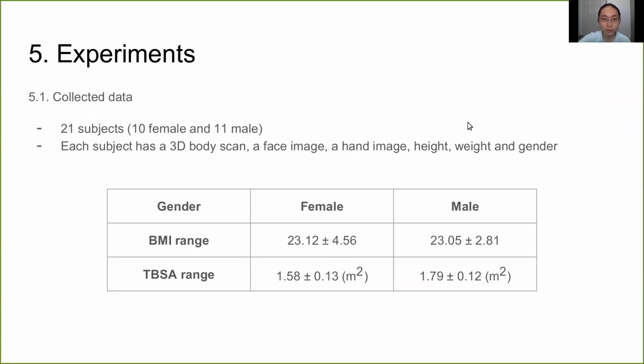For each subject, we collected the photographs and information as I described previously. The body mass index, BMI, and TBSA range of female and male subjects are in this table. As we can see, both genders have mean BMI around 23, with female BMI varying more than male BMI. Almost all of them have a healthy weight, except for only 2 female subjects who are overweight. Meanwhile, the female group has much smaller TBSA, around 20 centimeters square less than the male group's TBSA.